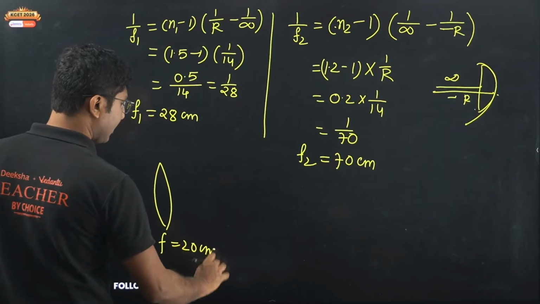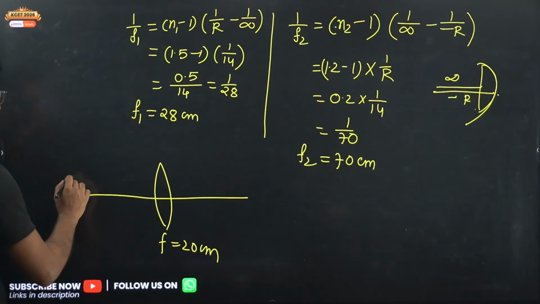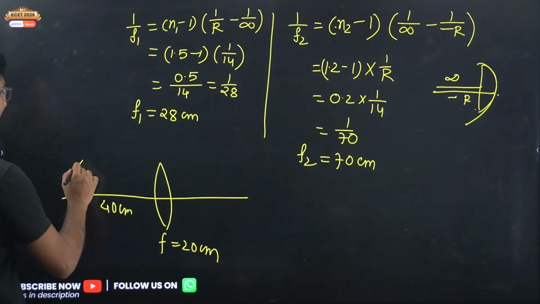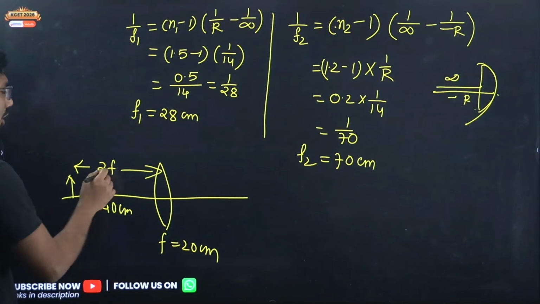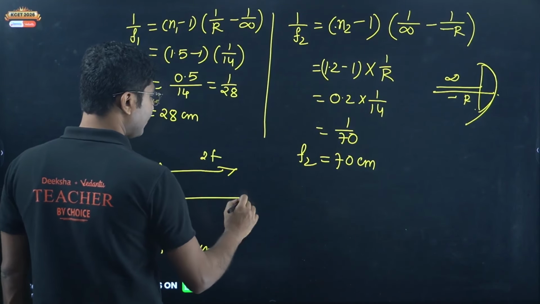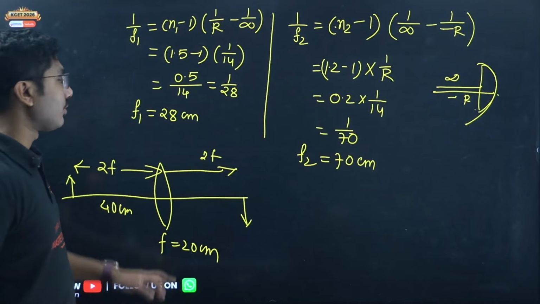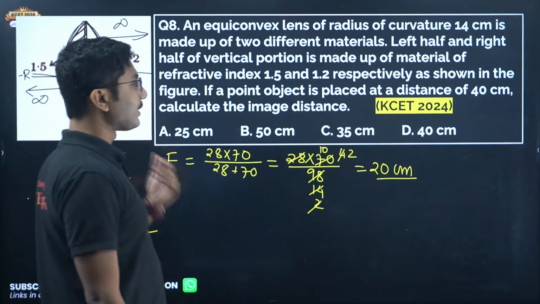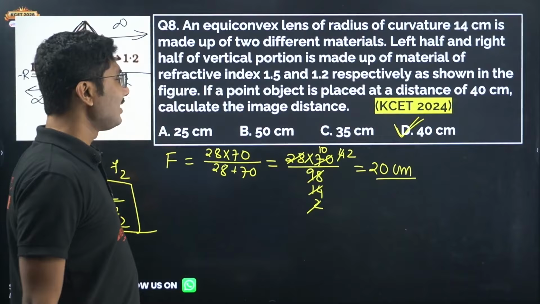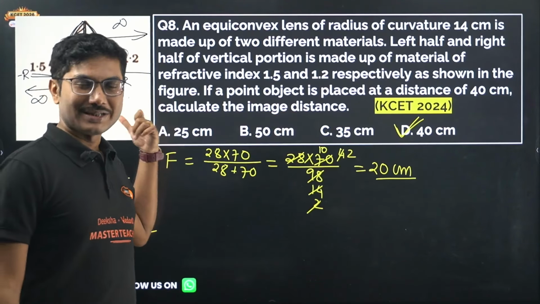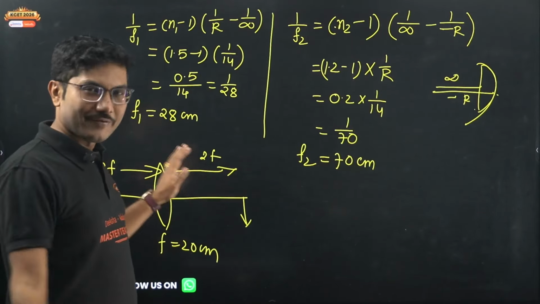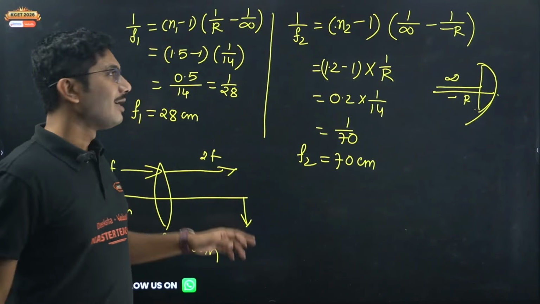So if this is the 20 centimeter lens, and if you place an object at a distance of 40 centimeter, what is this? This is basically the distance of 2f, right? So if the object is placed at 2f, where do we see the image? Image is also formed at 2f, so the image will be formed exactly at 40 centimeter on the other side. So the image distance will be 40 centimeter as well. So after all this calculation, you realize the object distance is equal to image distance because the object is placed at 2f. Even though it's a lengthy question, the answer is not that difficult.